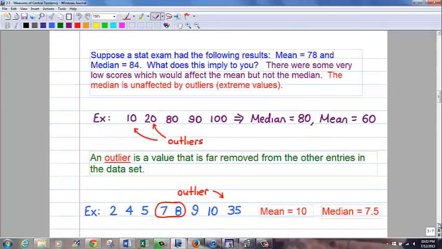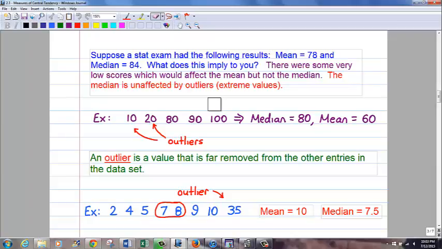Now here's just an example. Mean is very commonly used, but median is also a very commonly used measure. I've seen median salary, median home price, things like that. And I just use an example here. Let's say a professor gave an exam and the mean was 78, but the median was 84, meaning half the scores are below 84, half are above 84.